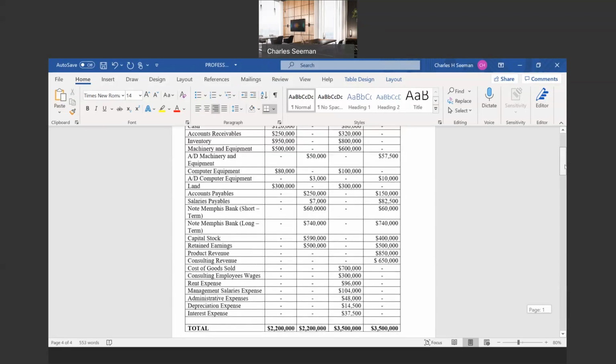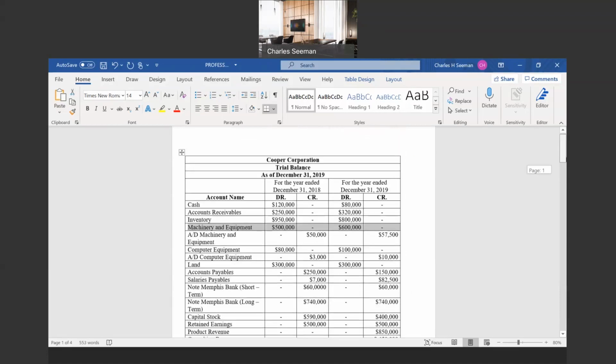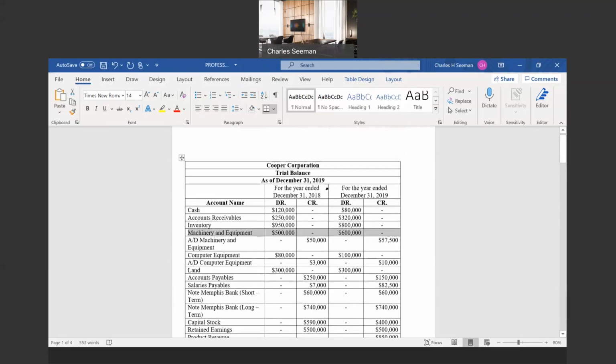I get that by simply looking at the trial balance and seeing that machinery and equipment was $500,000 in 2018, but in 2019, it's $600,000. So I purchased an additional $100,000 worth of machinery and equipment. I also purchased an additional $20,000 worth of computer equipment.